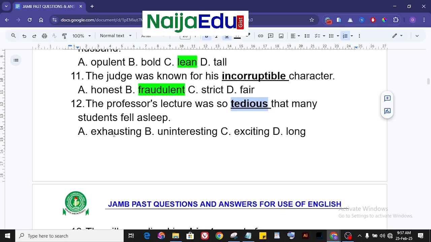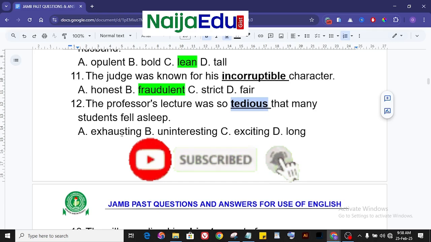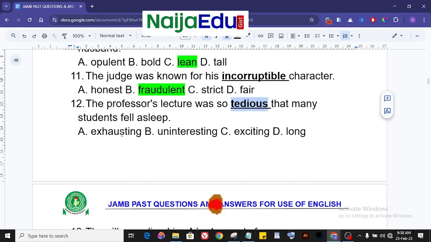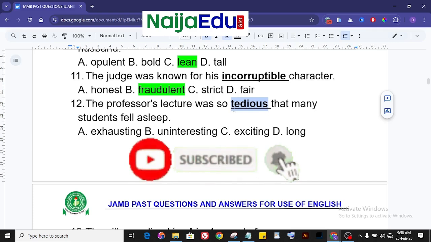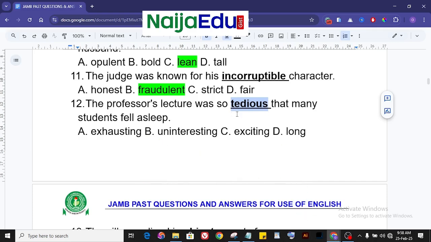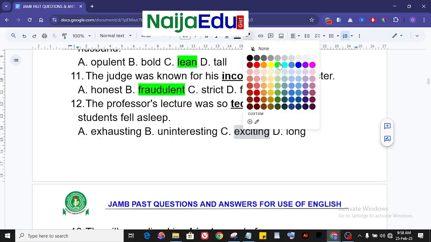When you say something is exhausting, it means it's not really friendly to many. When you say uninteresting, of course, it also means it is quite boring. But when you say something is exciting, that means it is very interesting. That is the opposite in meaning to the word. So the opposite in meaning to the word tedious here is exciting.